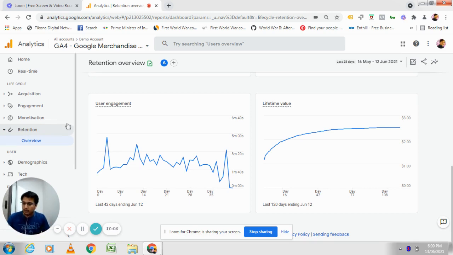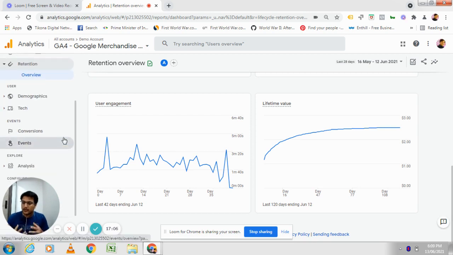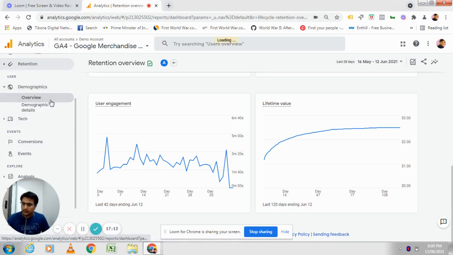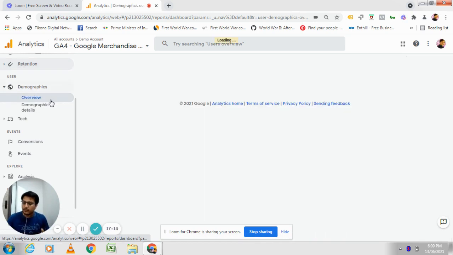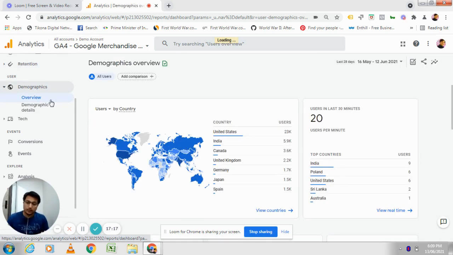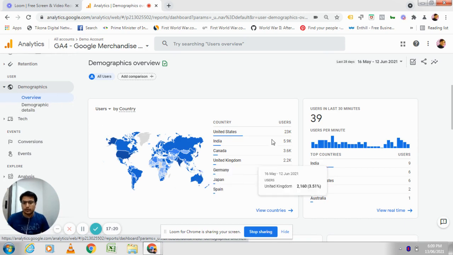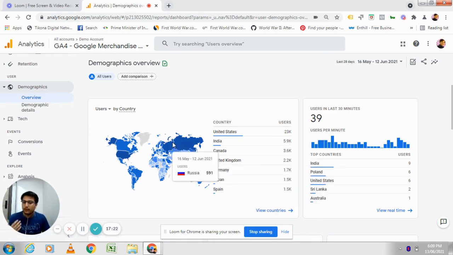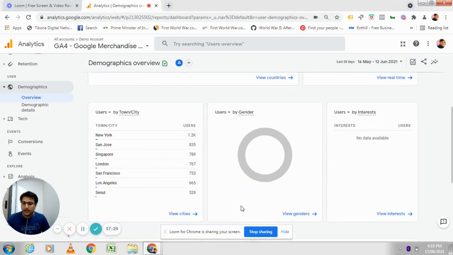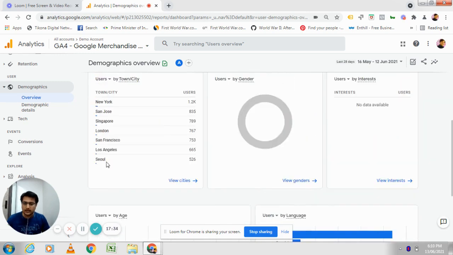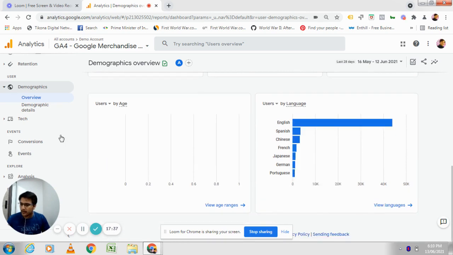Okay, now we understood the life cycle: how they came, they engaged, they purchased, they are buying again and again. Now, after knowing this, one has to understand who my users are. Just to understand them, we go to demographics, and demography will tell you what the attributes of those customers are. They can be your existing customers, they can be new customers. That will tell you where your users are coming from. You can see here users, returning users, everything. You can bifurcate it by town, city, everything. You will know interest category, age, language, etc.